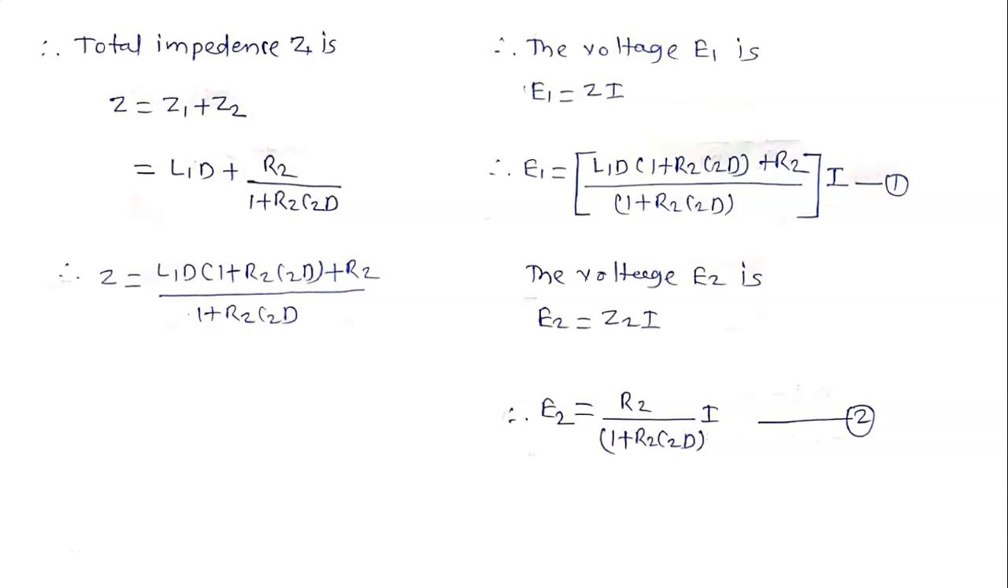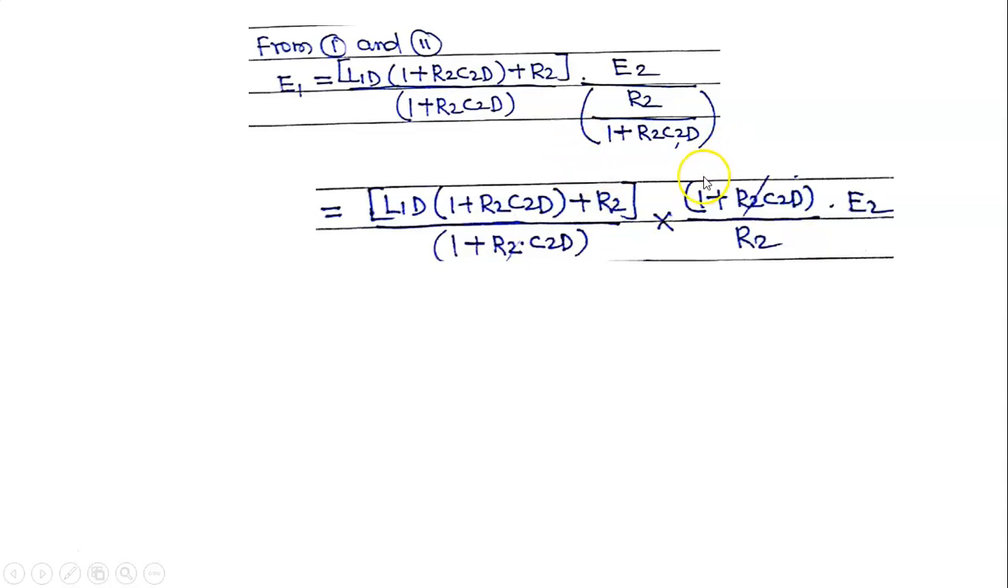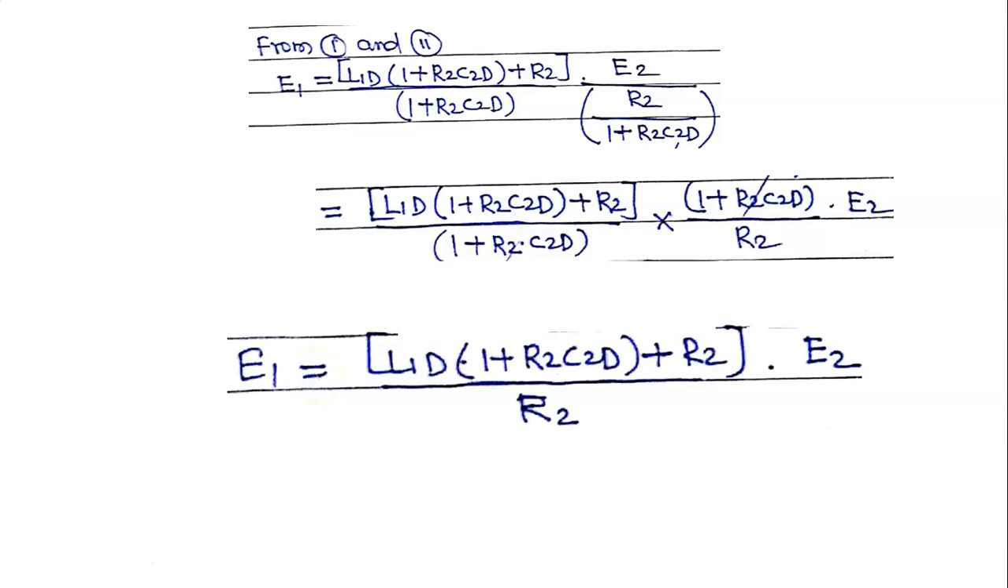Now, dividing equation 1 by 2, we can obtain the relation between E1 and E2. Same thing here. From 1 and 2, we have divided equation 1 by 2. E1 is equal to L1D into bracket 1 plus R2 C2D plus R2 divided by 1 plus R2 C2D into E2 divided by R2 upon 1 plus R2 C2D. Therefore, by simplification, this 1 plus R2 C2D will get cancelled and we can obtain the relation between E1 and E2 as follows. E1 is equal to L1D into bracket 1 plus R2 C2D plus R2 divided by R2 into E2. Therefore, this is the final equation between E1 and E2.